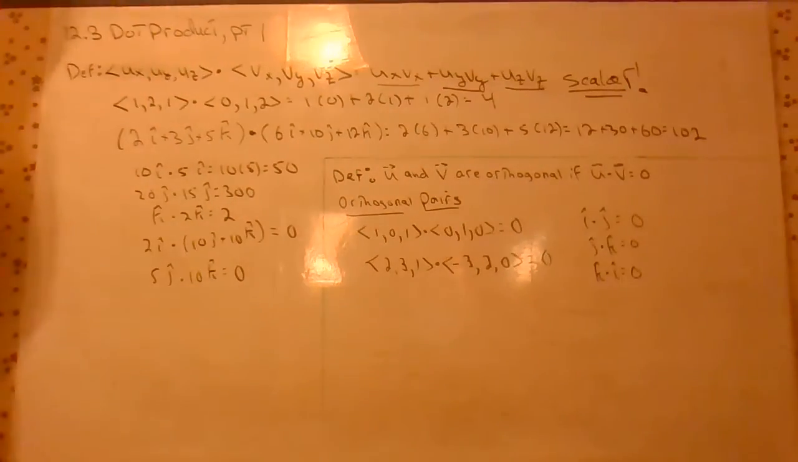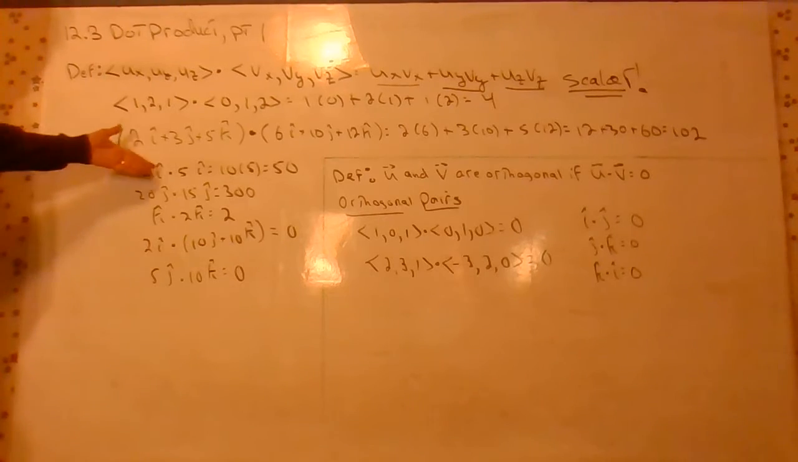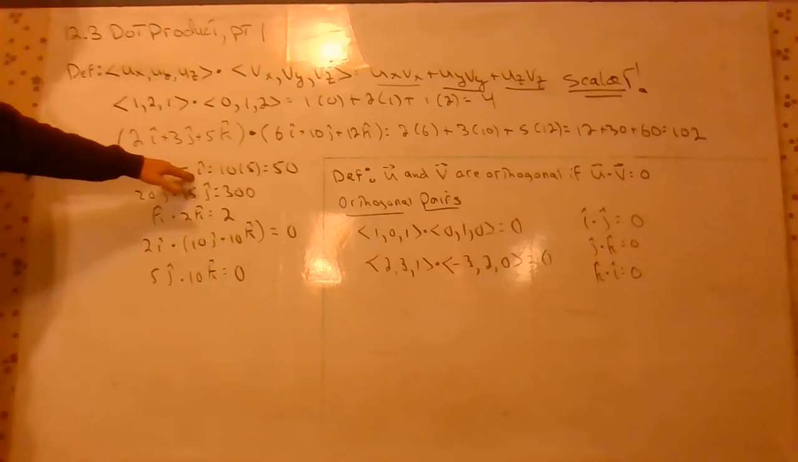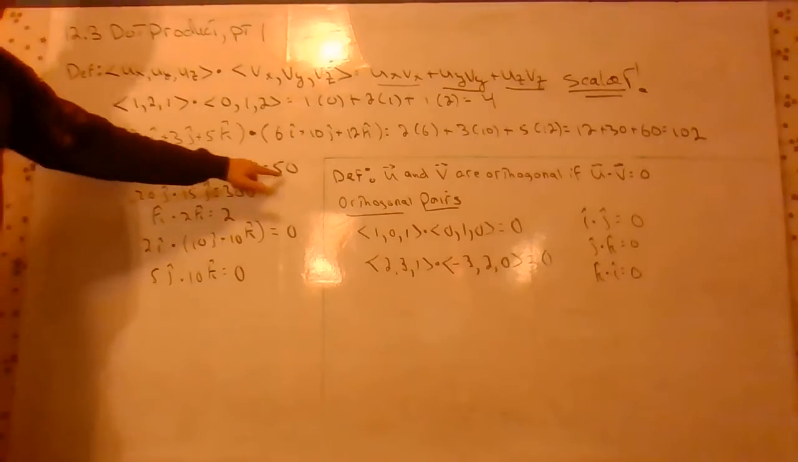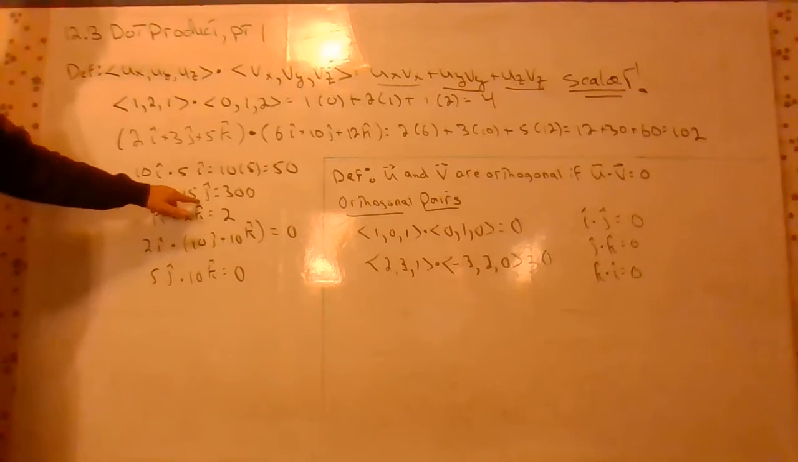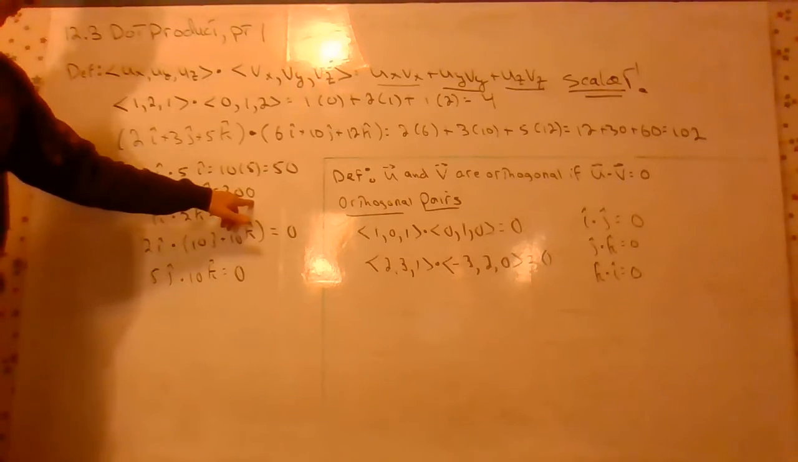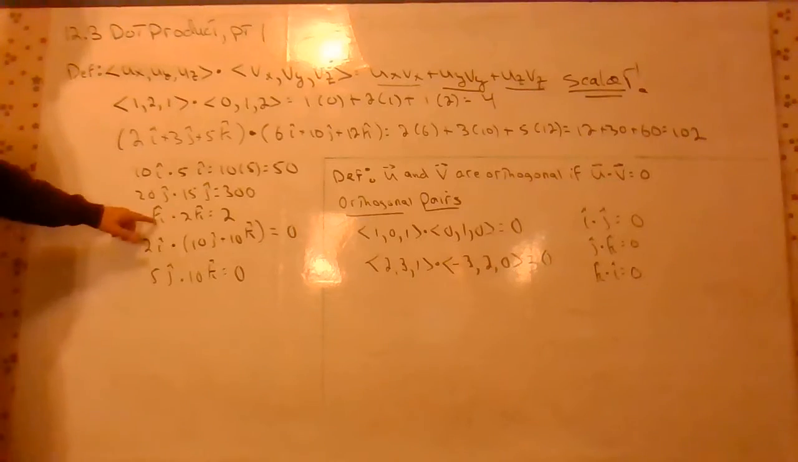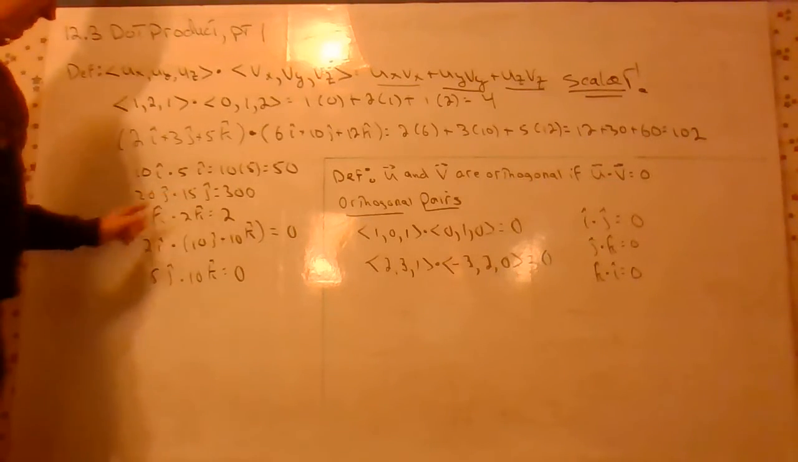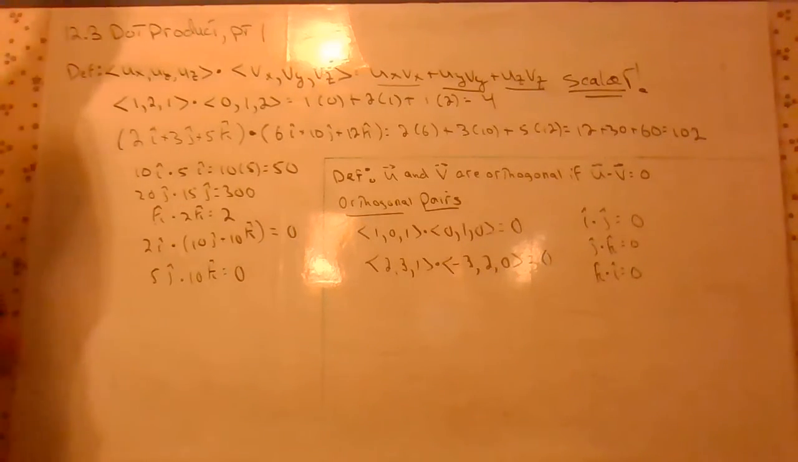Now some smaller vectors. 10i dot 5i is 10 times 5, or 50. 20j dot 15j is 20 times 15, or 300. k dot 2k is 1 times 2, which is 2.